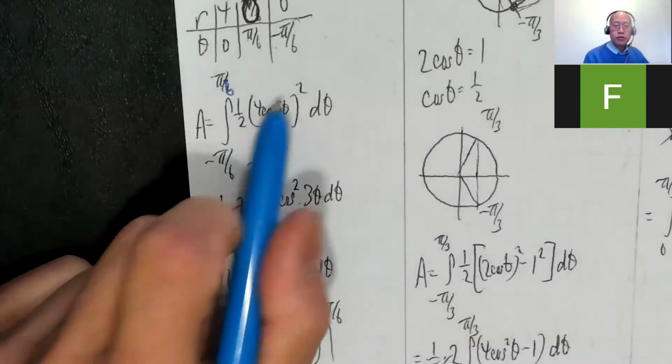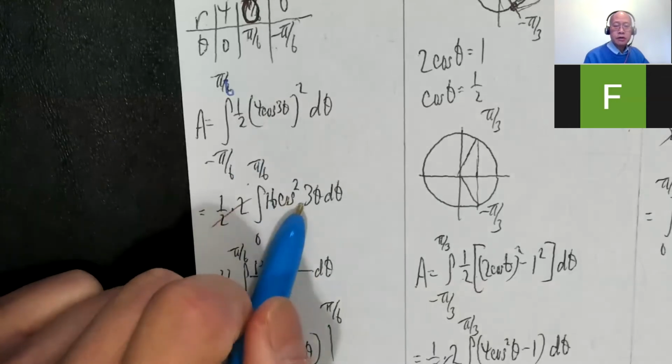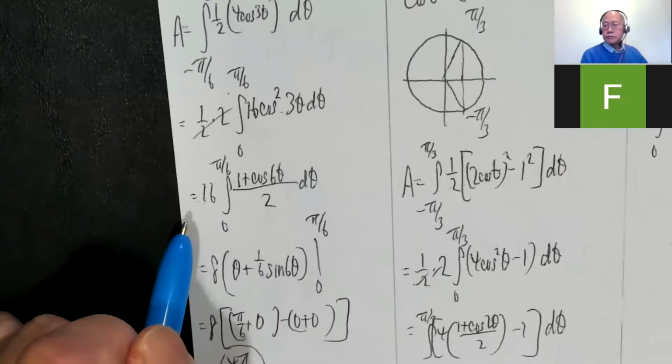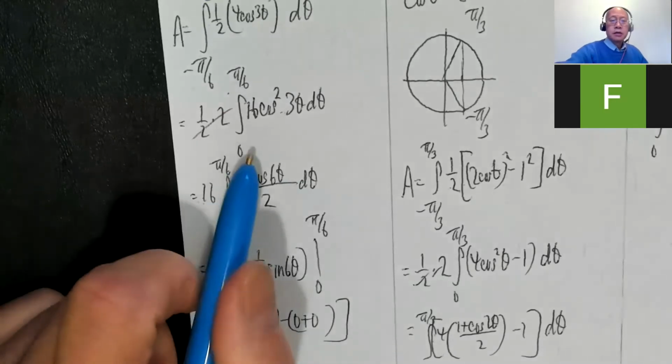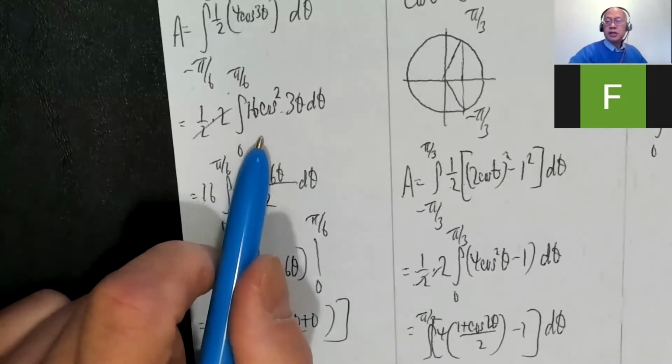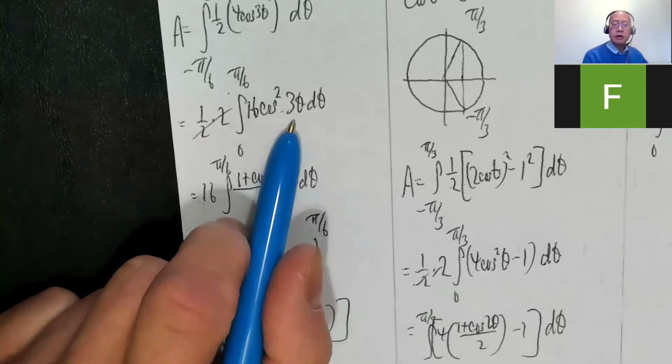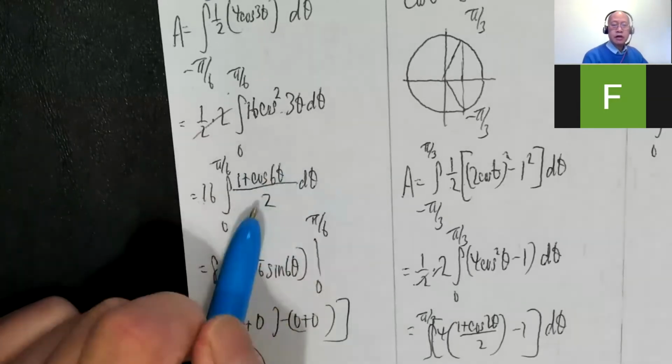So what do I get when I square this? 4 squared is 16 cosine squared 3 theta. Okay, cosine squared 3 theta is 1 plus cosine of double that angle, divided by 2. So if I double this angle, I have 6 theta now.